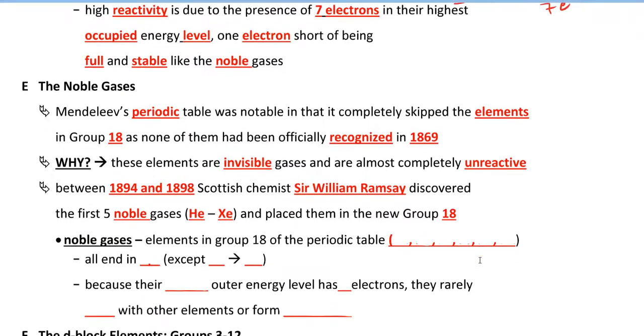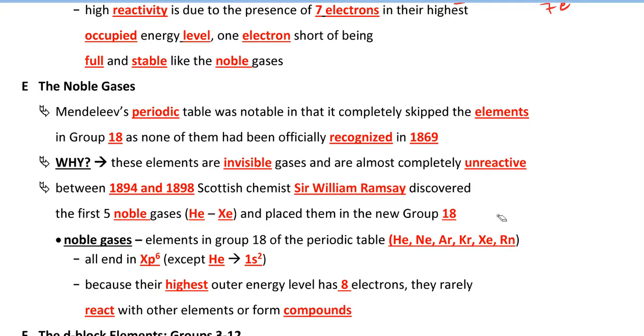So noble gases, by definition, are elements in group 18 of the periodic table. And we have, going down, helium, neon, argon, krypton, xenon, and radon. All of these end in np6, as I've already noted, except helium, which ends in 1s2. Because, as I've talked about earlier in the video, their highest outer energy level has 8 electrons, they rarely react with other elements or form compounds at all.